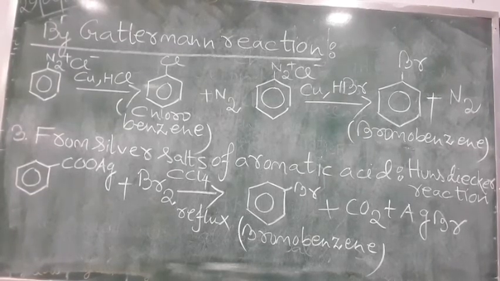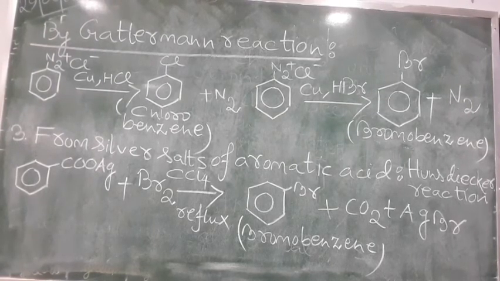Next, from silver salts of aromatic acids, which is also known as Hunsdiecker reaction. So like alkyl bromides, aryl bromides can also be prepared by refluxing the silver salt of aromatic acids with bromine in CCl4. Please copy down these reactions which I have written on the board.